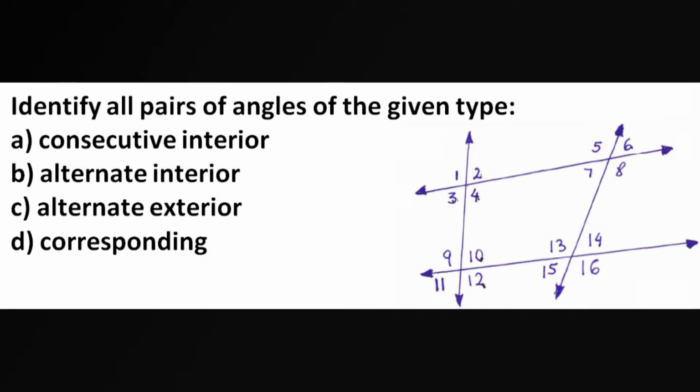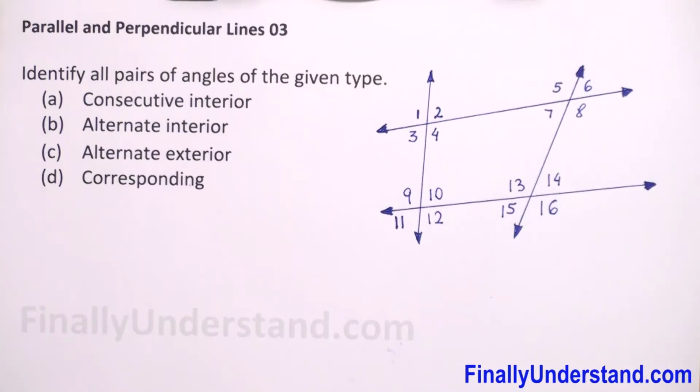We have to identify all pairs of angles of a given type. First, we have consecutive interior. So let me remind you first that two angles are consecutive interior angles if they lie between the two lines and on the same side of the transversal. And we know that a transversal is a line that intersects two or more coplanar lines at different points.